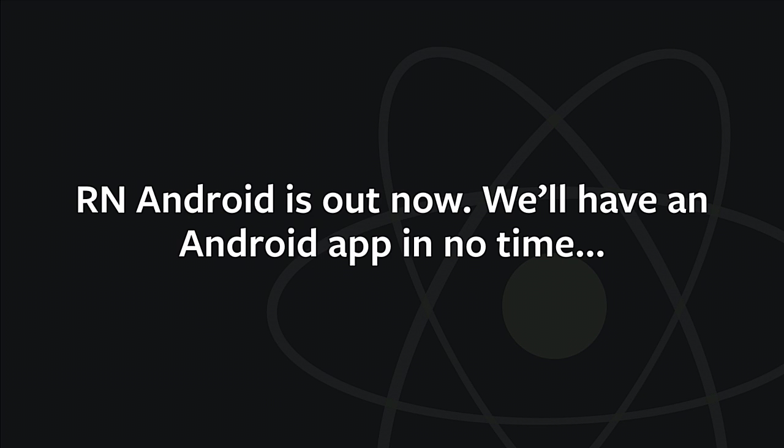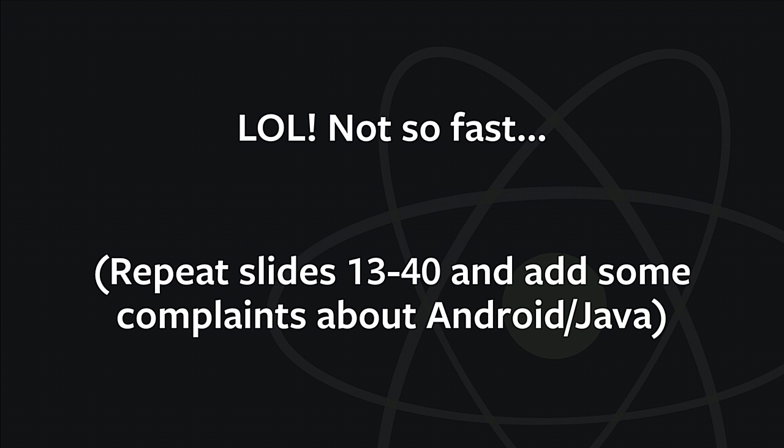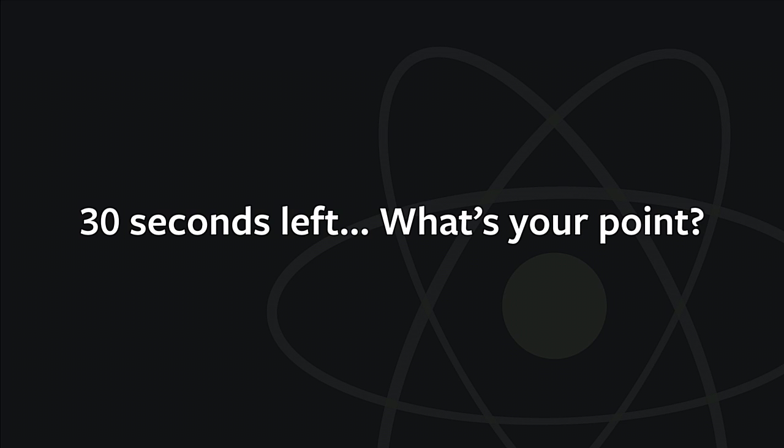And now, fast forward to September, or back, React Native Android is out. So we'll have an Android app out in no time because we have most of the code written. Not really. Repeat these slides, and then add some complaints about Android and Java, and you kind of get an idea about what your experience will be like. OK, so 30 seconds left.